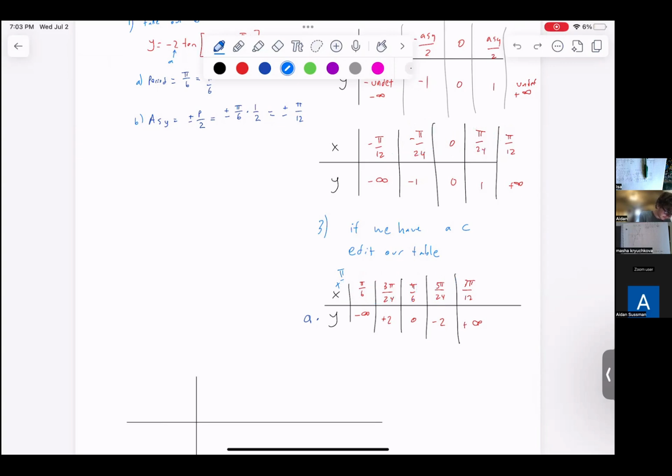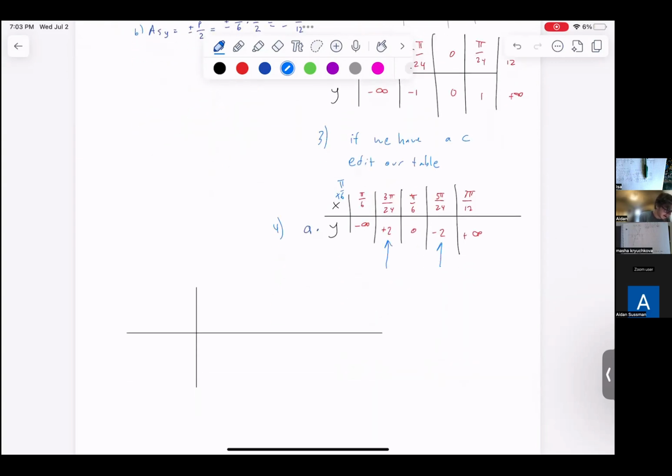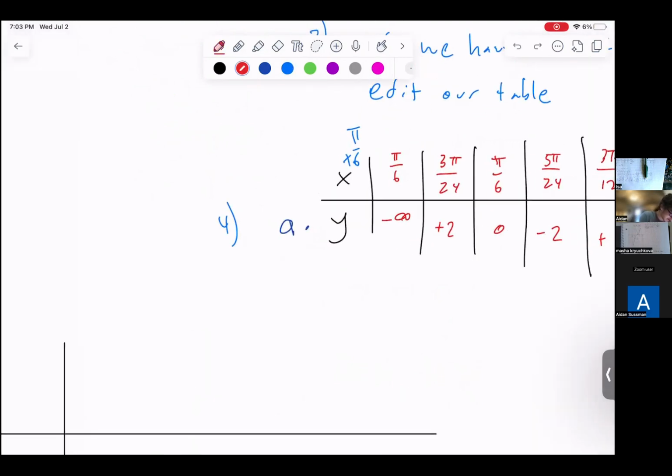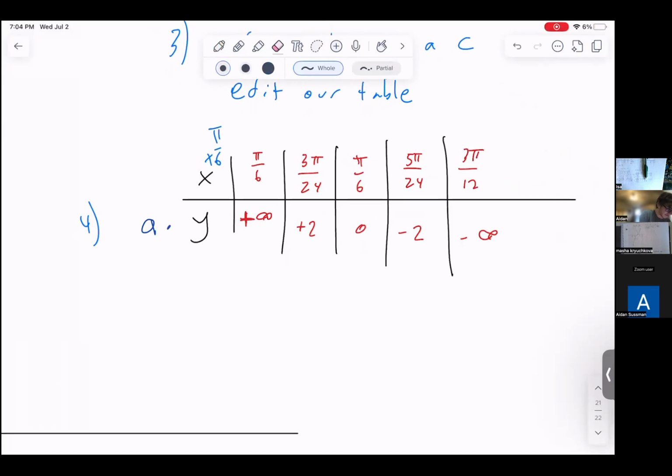And then your very final step, we'll call this step 4, is multiply everything by a. And the only thing you actually have to multiply is these two. Because 0 multiplied by anything is 0, and any infinity multiplied by anything stays infinity, except if you multiply this by a negative. I'm so sorry. Let me make a correction here. What happens if we take negative infinity multiplied by negative 2? It becomes positive infinity. And this one becomes negative infinity.